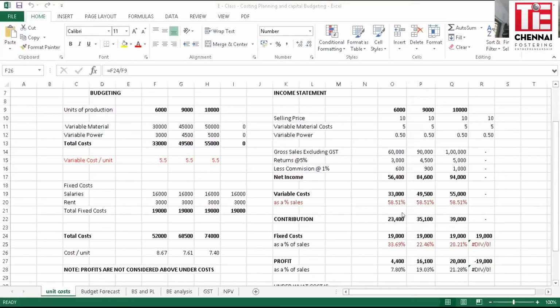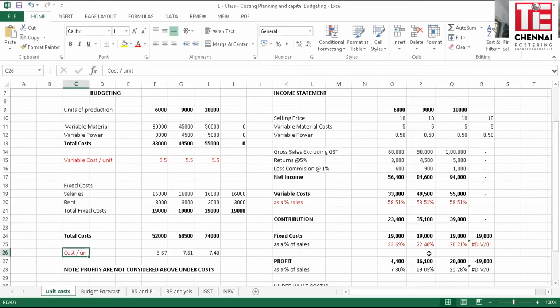You can see the Excel. Somebody's asked for it, Karthik. I put the Excel back. You have the variable cost in red. You have the cost per unit in row 26. I've not colored it in red.